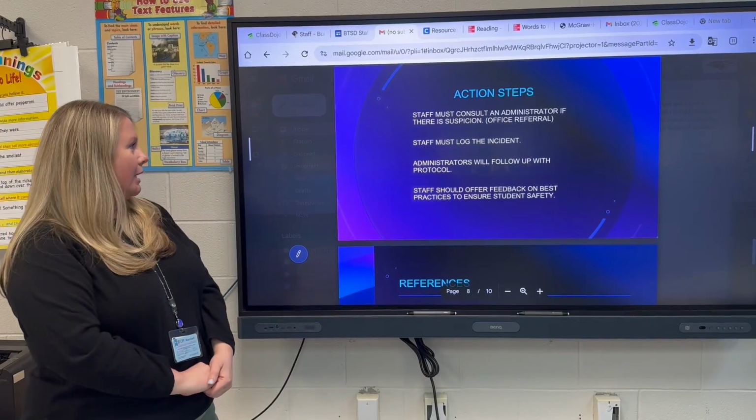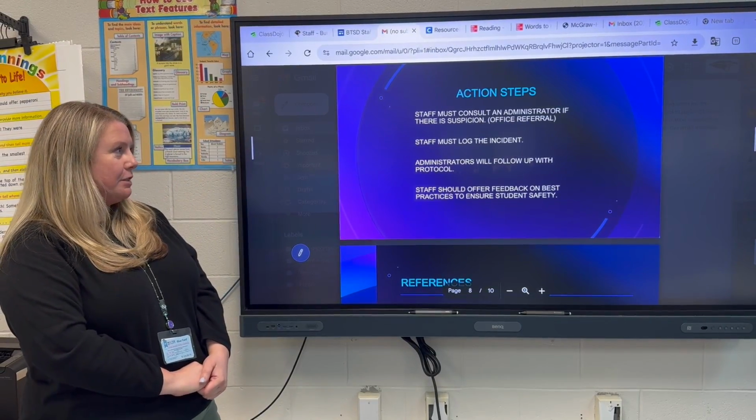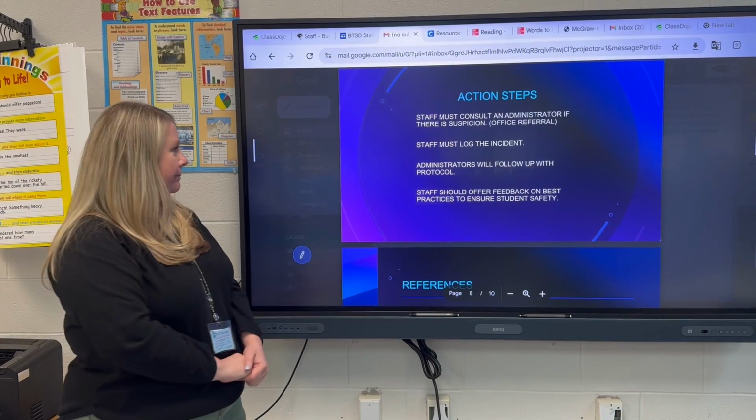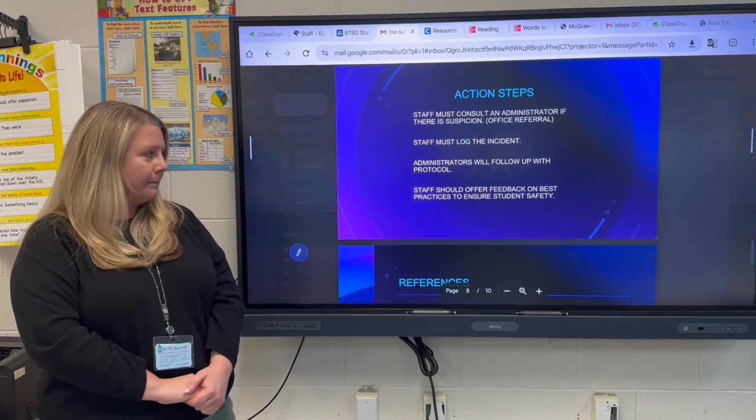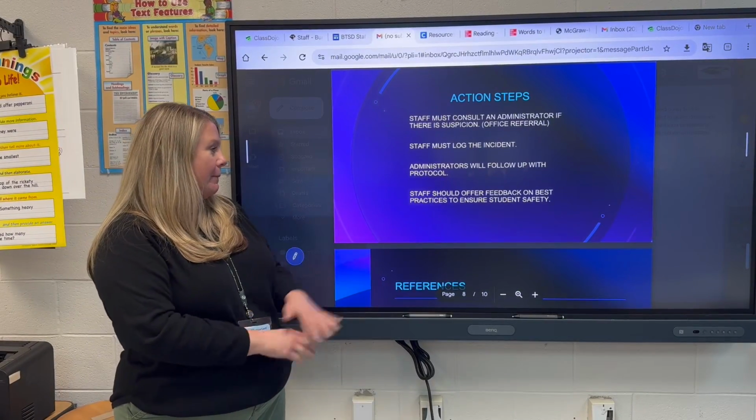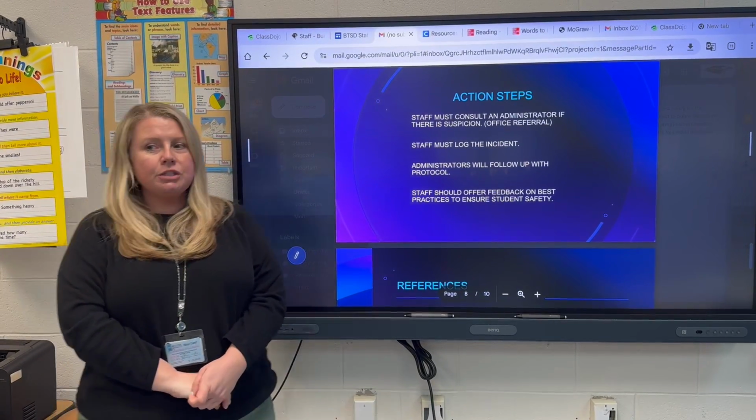Action steps are: staff must consult an administrator if there's suspicion with an office referral system. Staff must log the incident. Administrators will follow up with protocol. Staff should offer feedback on best practices to ensure student safety.